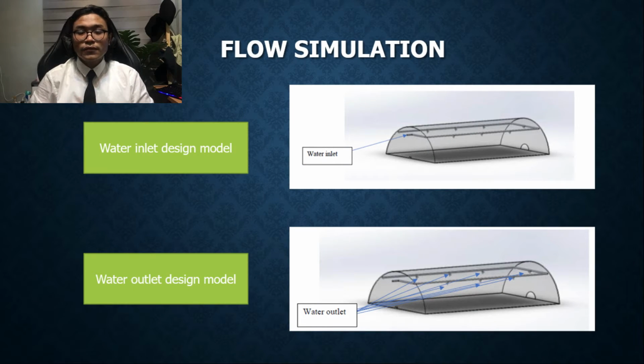So the next slide is the flow simulation. The simulation of the model design will be made using SolidWorks Flow Simulation. 2 simulations were conducted on the model. The first simulation is of the water inlet. The second is a simulation of the water outlet. The model for the 2 simulations is the same, in addition to the simulation of the water outlet having a hose connected to the inlet of the model design. The simulation of the water outlet is included with a hose connected.